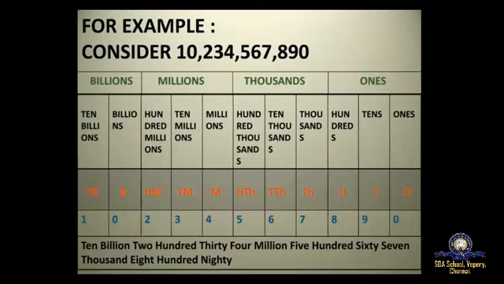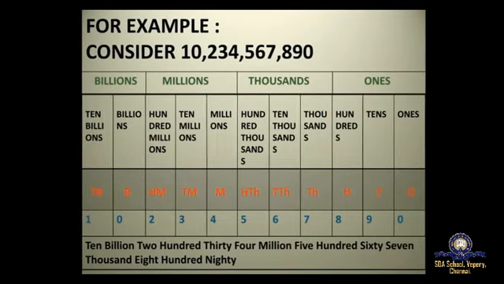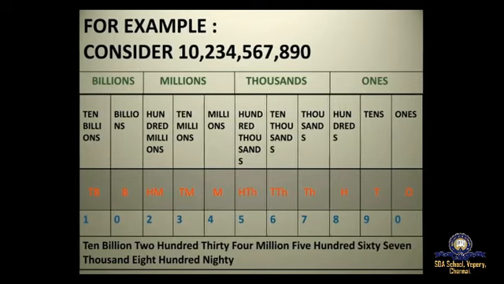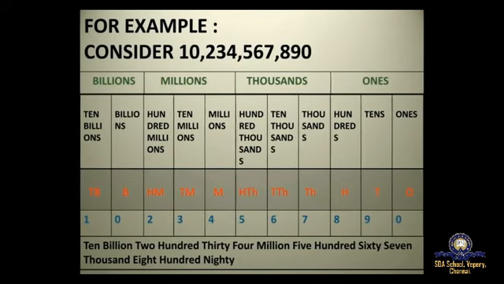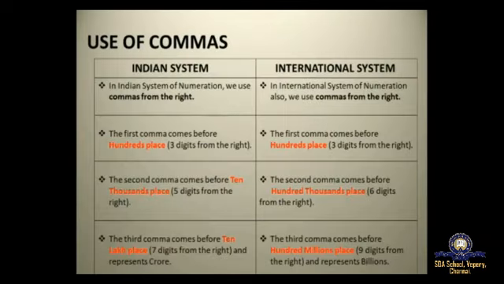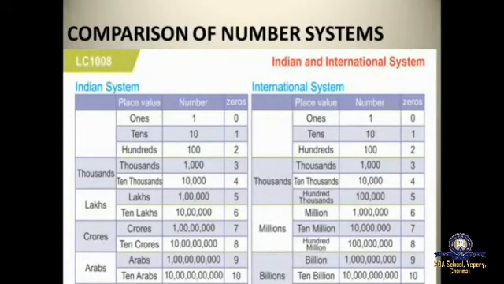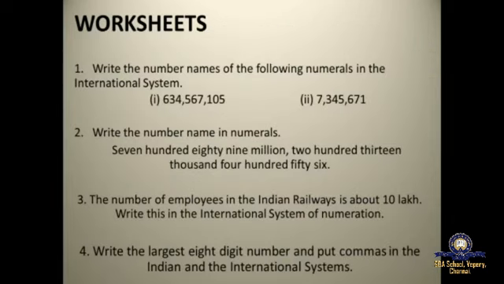Next, we looked into 2 example sums of place value chart in international system. And then we looked into the use of commas and the difference between the use of commas in Indian system and international system. Next, we looked into the comparison of number systems, that is the Indian and the international system. So I have attached a few worksheets for you, students. So kindly solve this in your notebook.